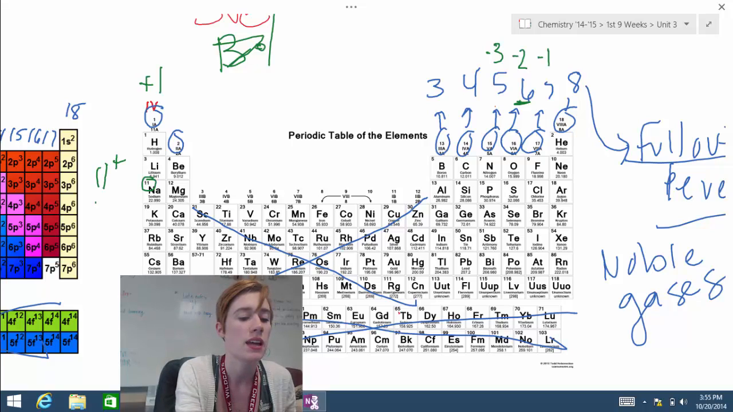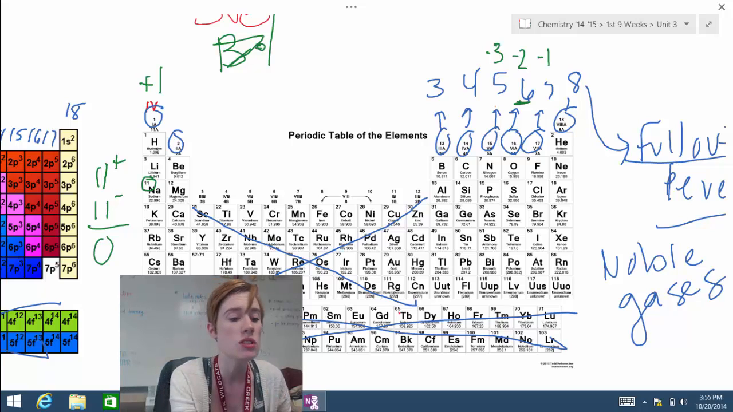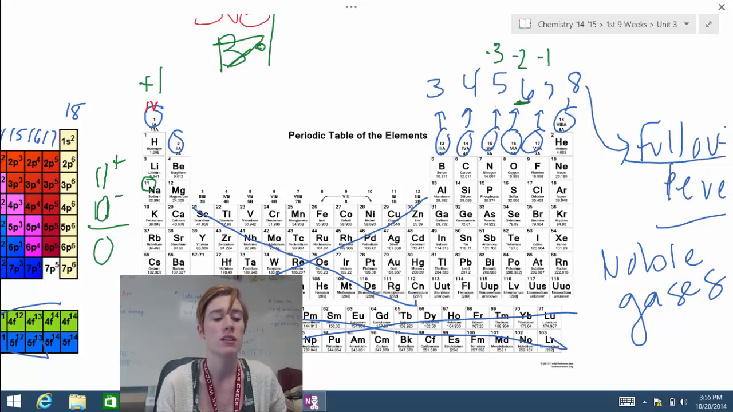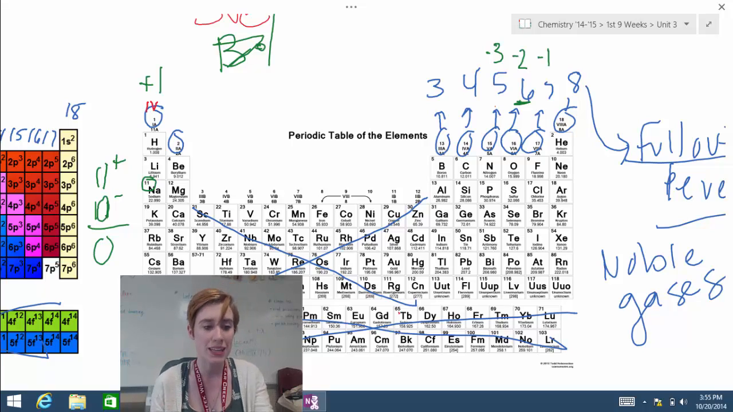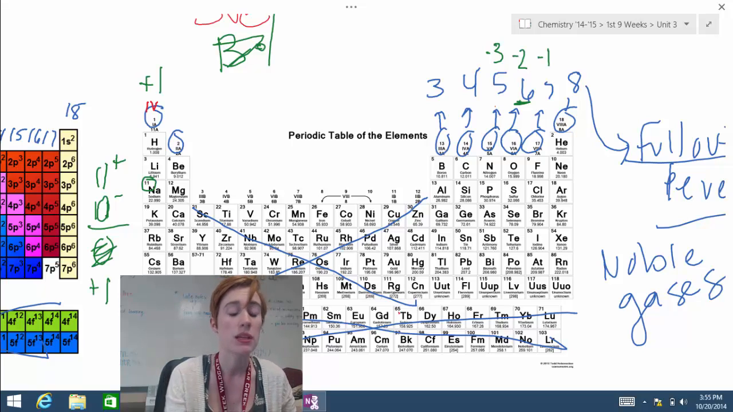11 positives and 11 negatives, so the charge is neutral or 0. What happens then if it loses an electron? It now has 10 electrons instead of 11. So now 11 minus 10 means 1, right? I now have a +1 charge.